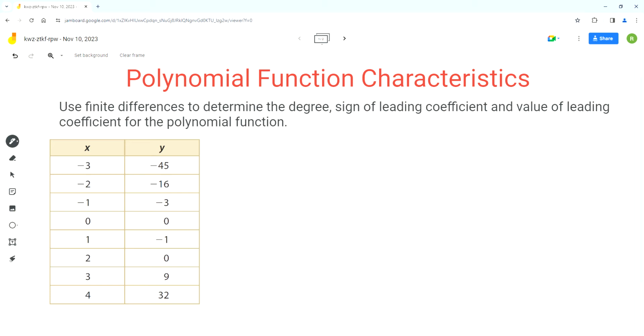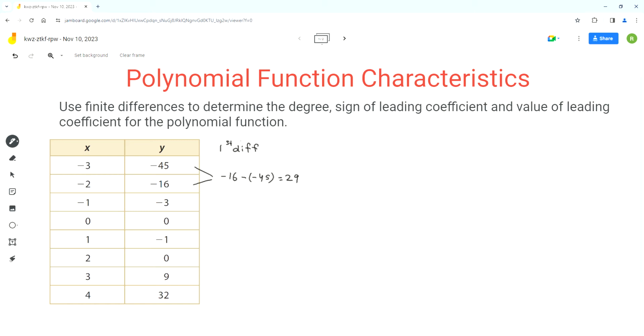For that, we'll add a column to this table and label that as first differences. Now the first differences are calculated from the y values. So for the first calculation, we do the second y value minus the first y value. So it's negative 16 minus negative 45. So this is the first step. Here minus minus becomes positive, so it becomes negative 16 plus 45, which is equal to 29.